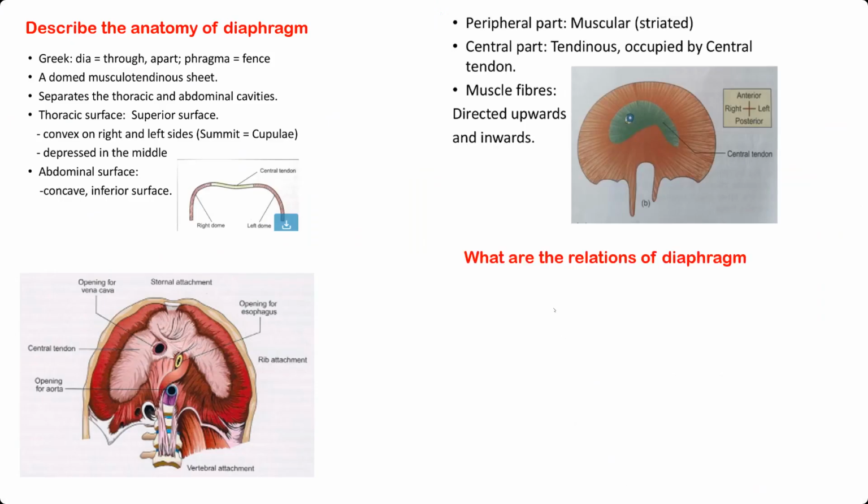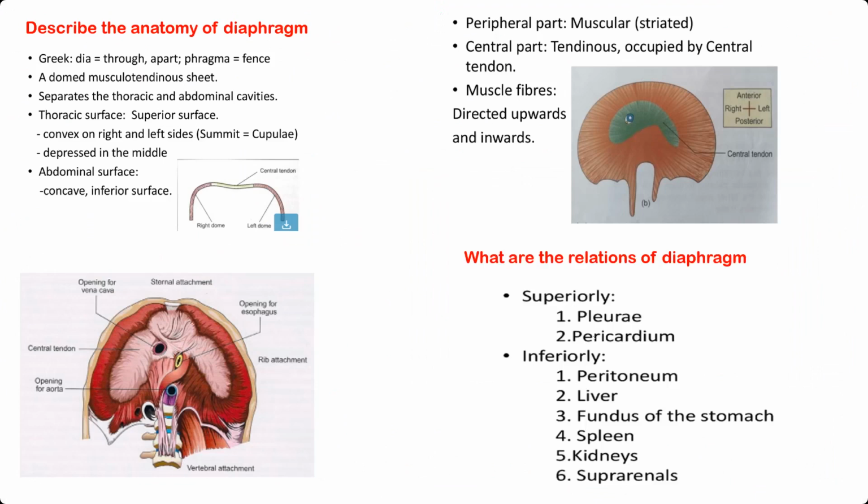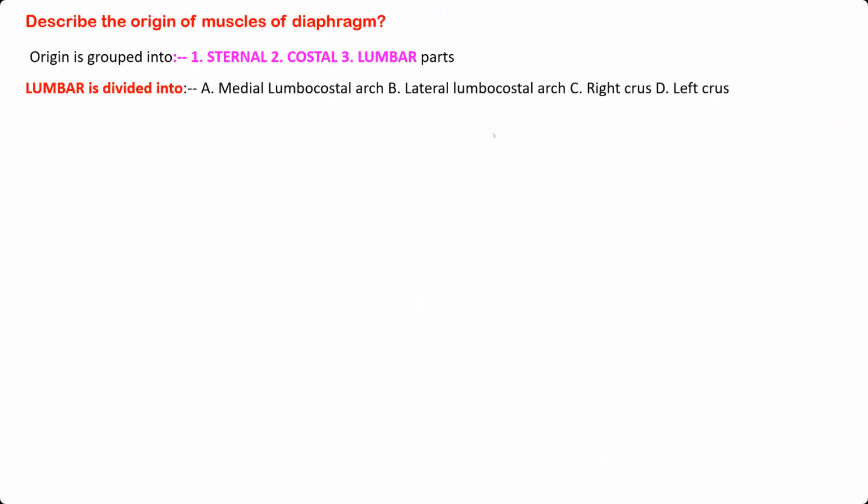Relationships of the diaphragm: superiorly you have the pleura and pericardium, and inferiorly you have the peritoneum, liver, fundus of the stomach, spleen, kidneys, and suprarenals. All these structures are under the diaphragm. Now, the origin of the muscles of the diaphragm has three parts: a sternal origin, a costal origin, and a lumbar part. The lumbar part is again divided into medial lumbocostal and lateral lumbocostal. It takes origin both from the vertebral bodies as well as from the costal margins, and that is again divided into a right crus and a left crus.